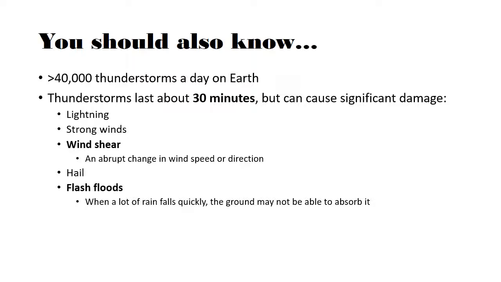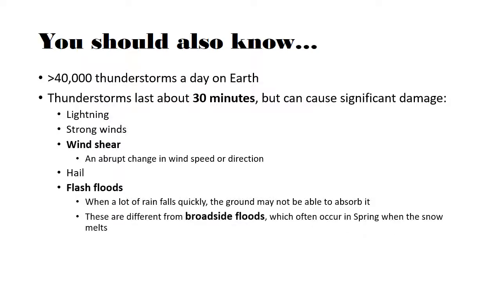Flash floods occur when there is a sudden and significant amount of rainfall. When rain falls in this way, the ground may not be able to absorb such a massive amount of water quickly enough, causing the water to flood into low-lying areas. These are different from broadside floods, which are associated with melting winter snow and heavy spring rainfall. Unlike flash floods, broadside floods can usually be predicted in advance.